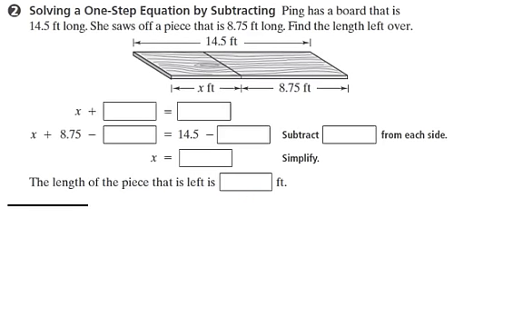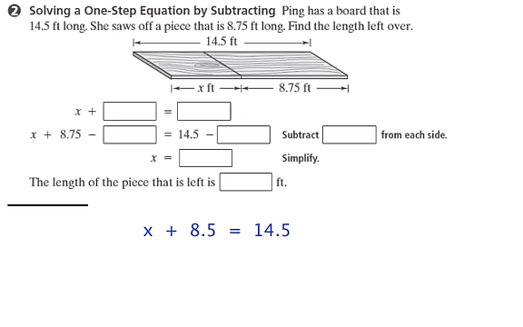For example number 2, we have another problem. We're going to be solving a one-step equation by subtracting. Ping has a board that is 14.5 feet long. She saws a piece that is 8.75 feet long. Find the length left over. So we're trying to find the x length. So if we take the unknown length of x plus 8.75, that's going to equal the total length of 14.5. So that's our equation. X plus 8.75 equals 14.5.